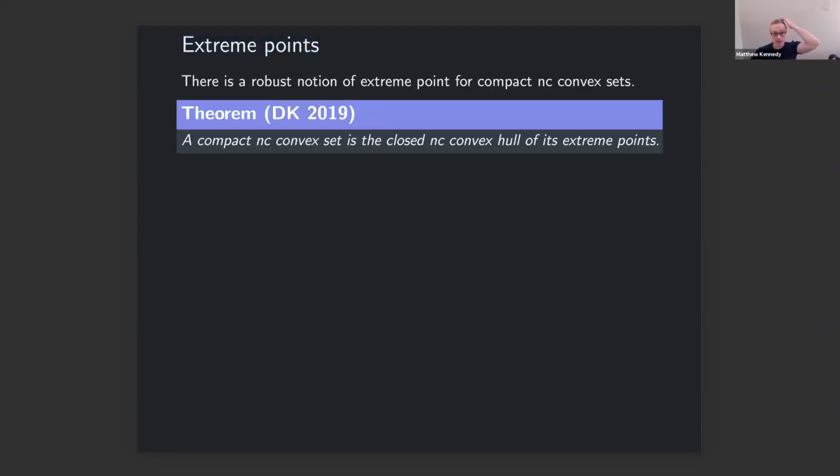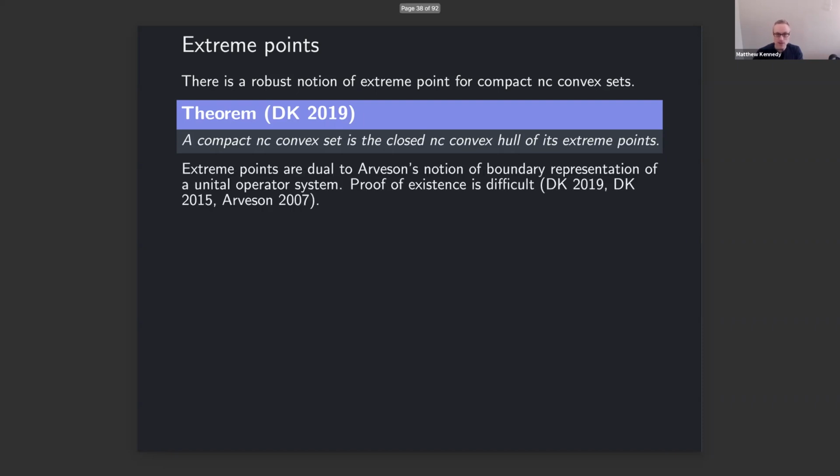Okay, and the point I want to make here is that if you allow for these points at infinity, there is a very robust natural notion of extreme point for a compact NC convex set. And moreover, there's a nice analog of the Krein-Milman theorem in this setting. A compact NC convex set is the closed NC convex hull of its extreme points. Now, this turns out to be a very difficult theorem to establish. It relies on the existence of what Arveson called boundary representations of an operator system.